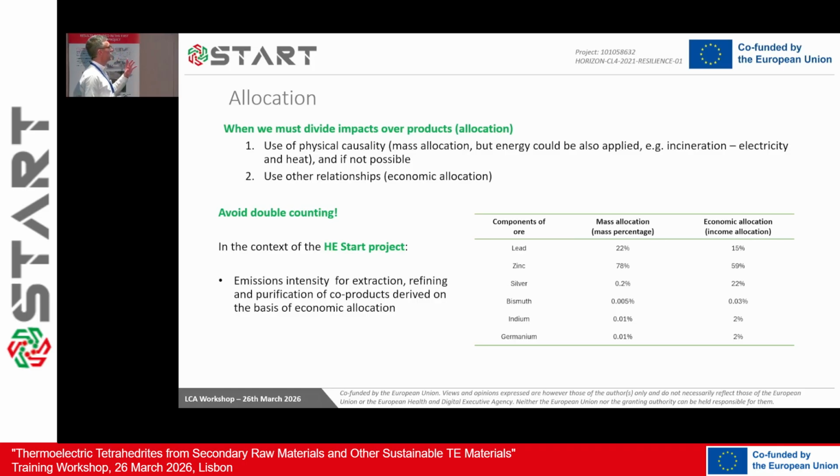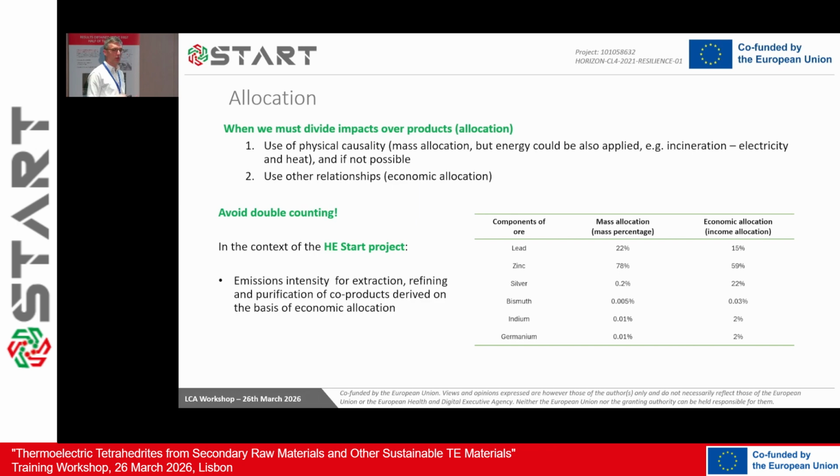And so in this case, we have either mass allocation or, for instance, economic allocation. Mass allocation is typically what we try to use because it's more objective and more scientific, more physical. Economic allocation can also be relevant. Not in this case. For START, we did use mass allocation.